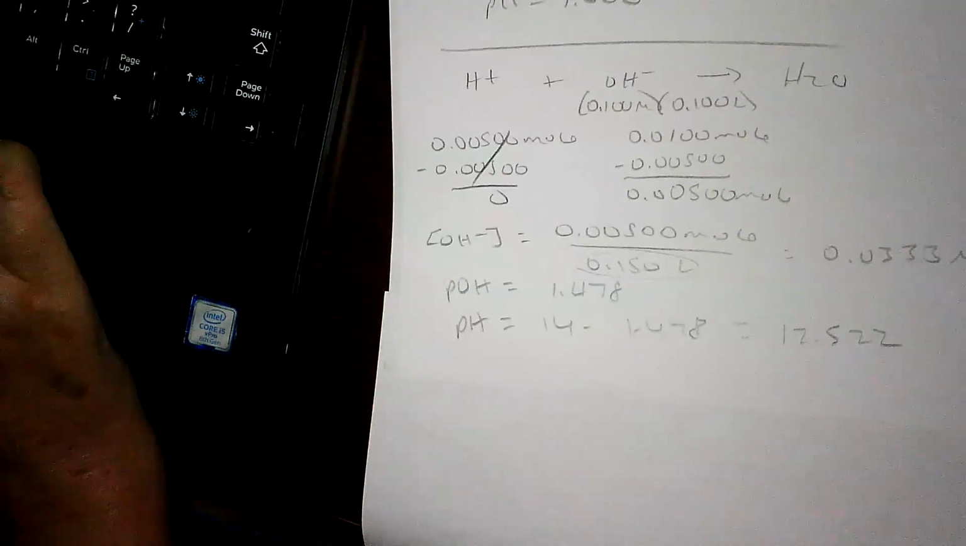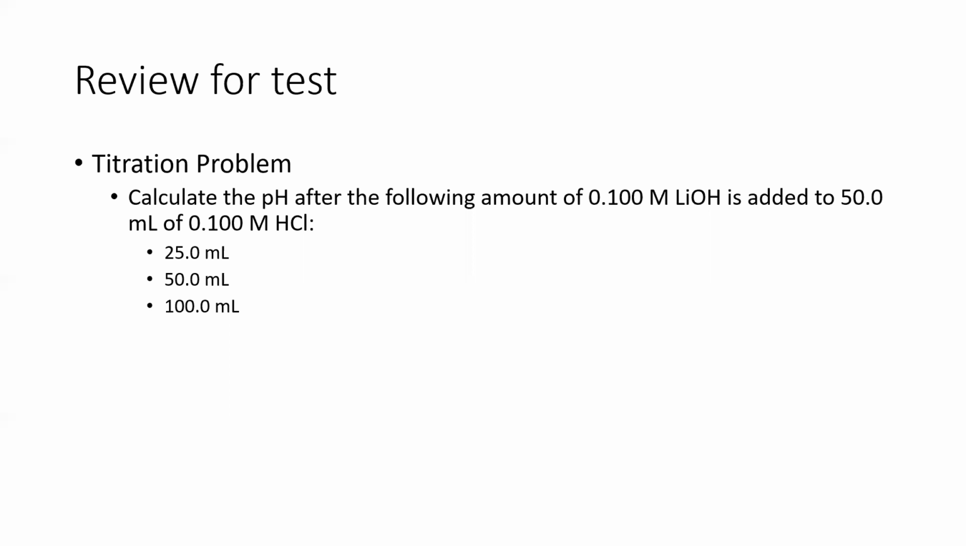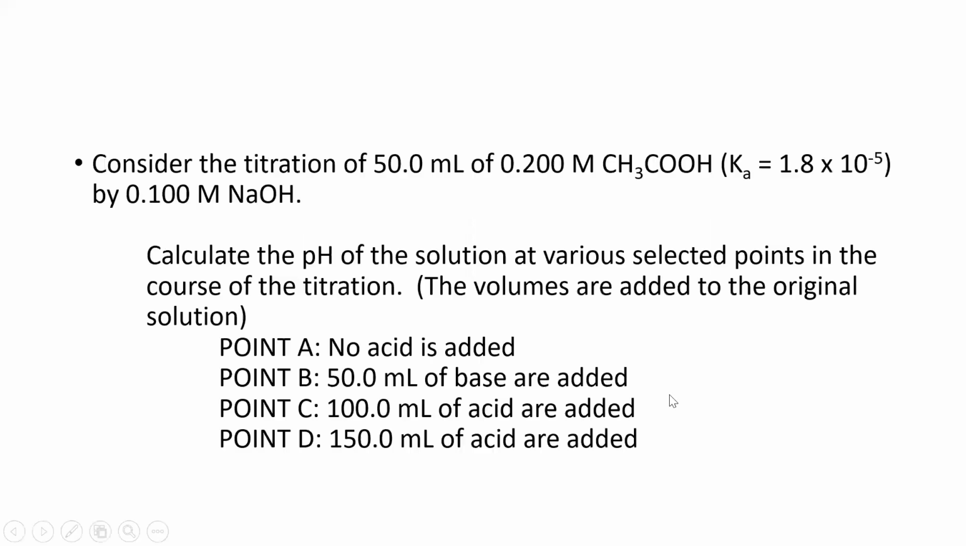All right, so let's go back. And let's do one other titration. Again, you've done problems like this. You've done homework on this. We've done several different examples. So here's one last titration. Okay, this is a weak acid with a strong base.